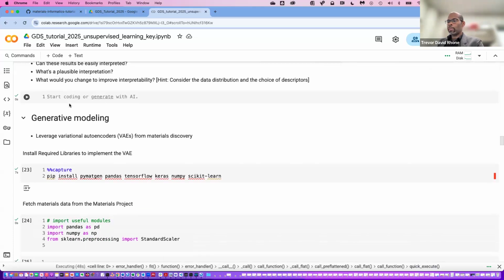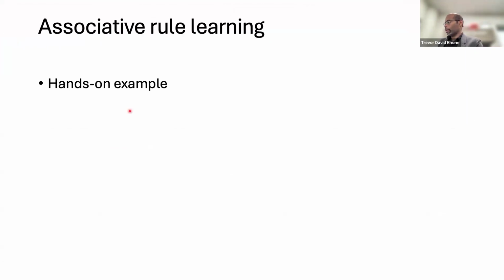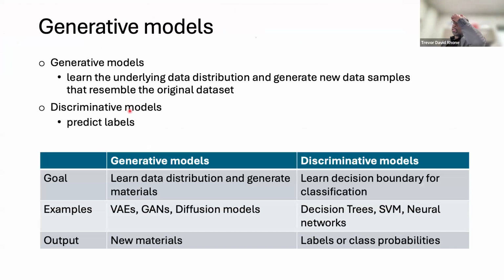Let's look at generative modeling, which is pretty exciting. Generative models are models that learn an underlying data distribution and create new samples, or in our case, predict new materials that maybe don't exist in any database yet, as opposed to discriminative models, which predict labels, either a class or a particular value. Examples of generative models include VAEs, variational autoencoders, GANs, and diffusion models, and the output is new materials as opposed to just labels or class probabilities for discriminative models.